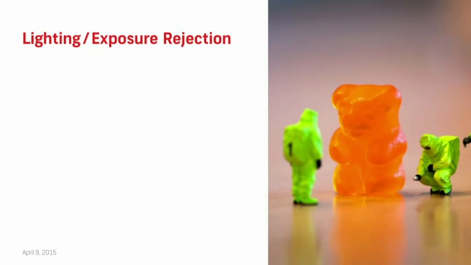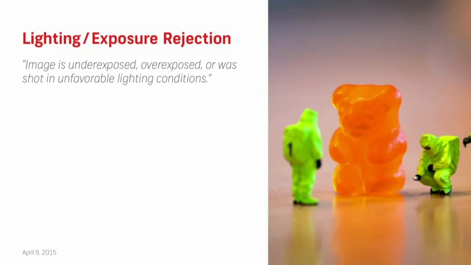So now let's talk about lighting and exposure rejection. So this is another very common rejection reason. So the description for this is the image is underexposed, overexposed, or it was shot in unfavorable lighting conditions. So once again, it incorporates a number of different things. When you're thinking about lighting and exposure, pay attention to your highlights and shadows. You don't want to have images that are blown out or are just way too dark.